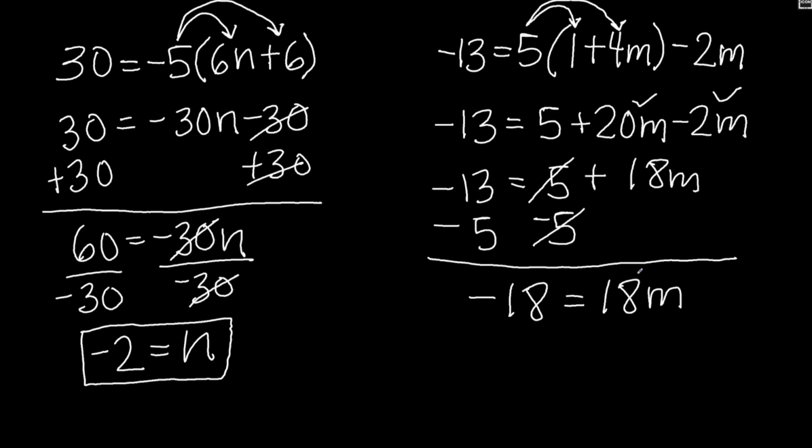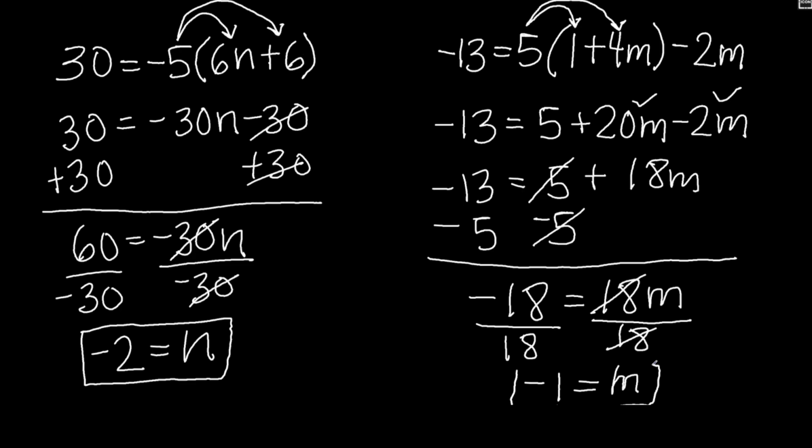And all we have left to do is to solve for m. So we would divide both sides by 18. The 18s will cancel out, and we're left with m is equal to negative 1. So this would be our final answer.